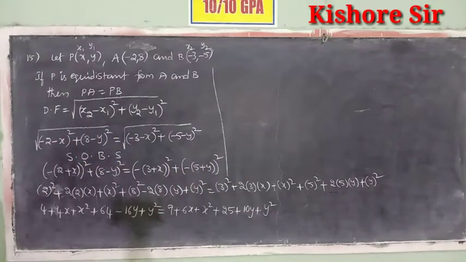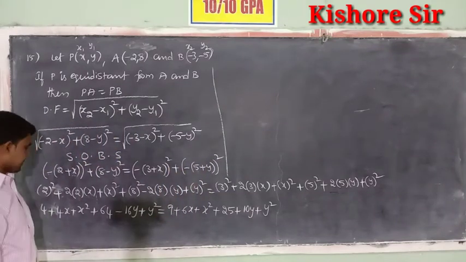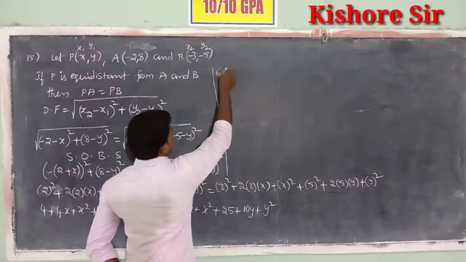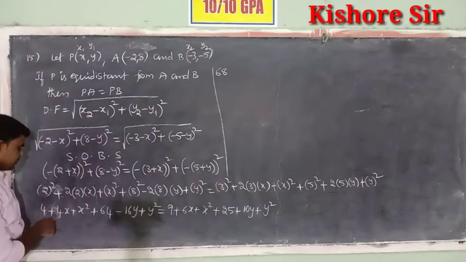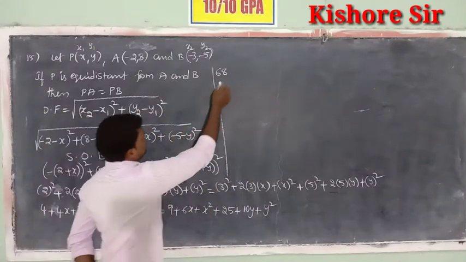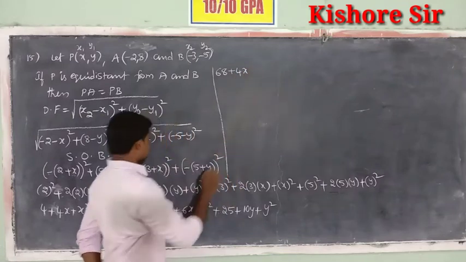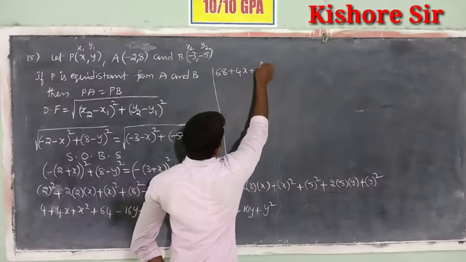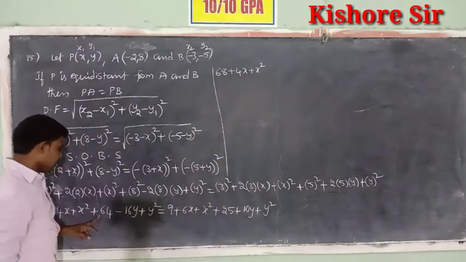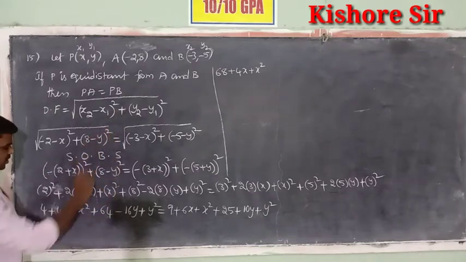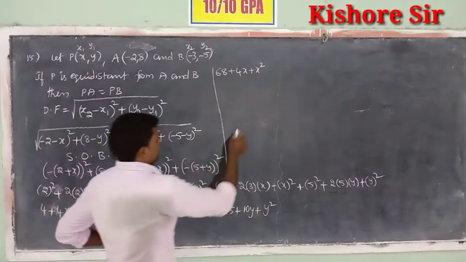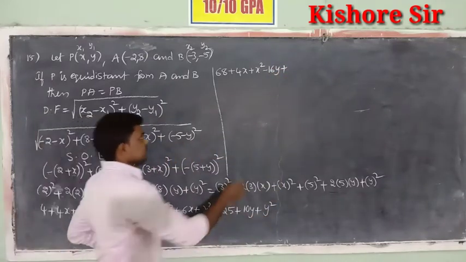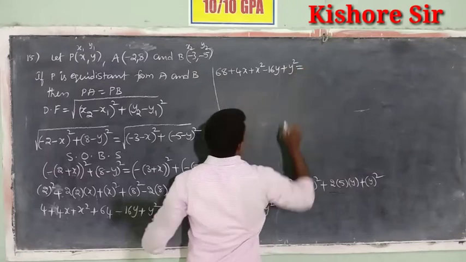Next, add constant values or similar terms. 4 plus 64, 68. Next 4x, next plus x square. Next term is minus 16y plus y square. So this is the LHS.